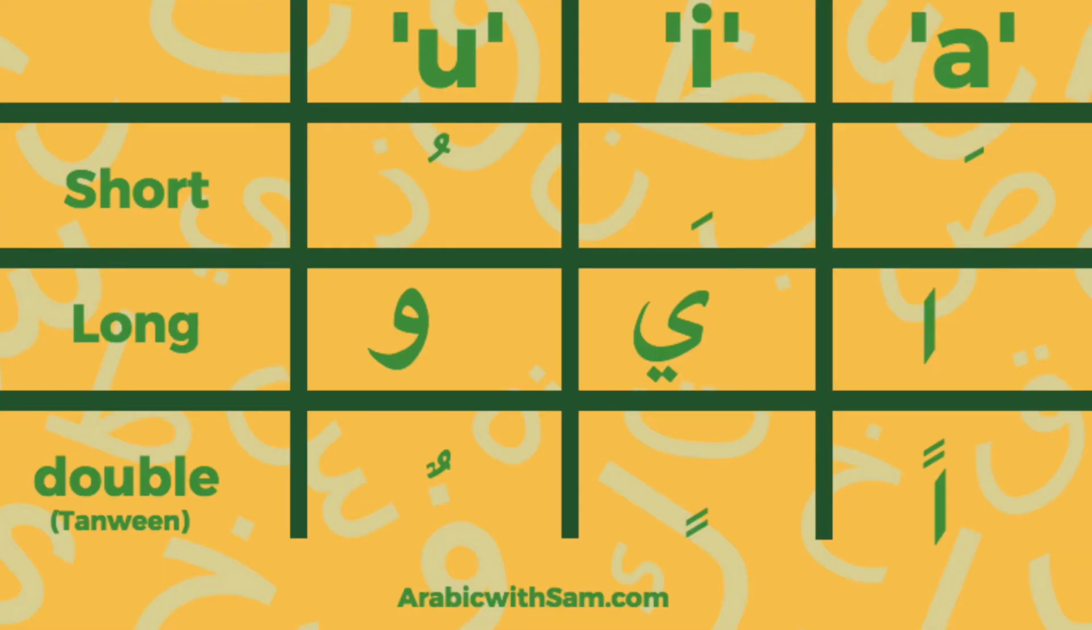All consonants in the Arabic language can be seen with 9 different vowel possibilities, which we're going to see in this table now. In this table you can see that there are 3 different vowels in the Arabic language.